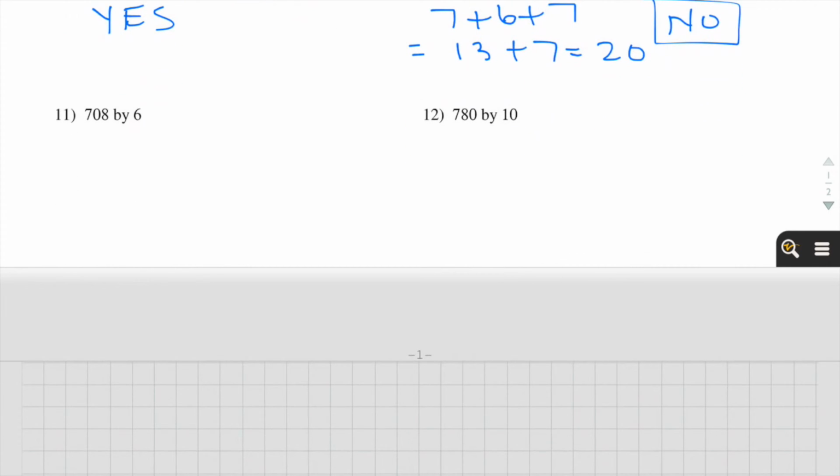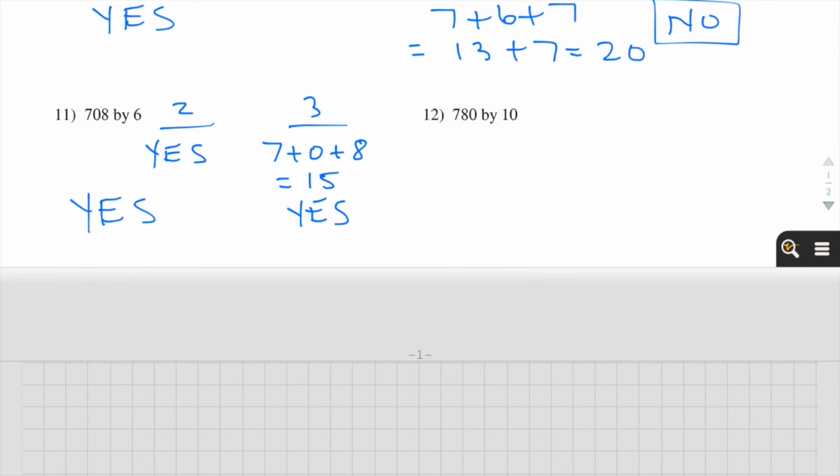Number 11. 708 by 6. So again, we'll do 2 and 3, and we'll check both. Does 2 go into 708? Yes, because 708 is an even number. Does 3 go into 708? So we add 7 plus 0 plus 8, and we get 15. 3 does go into 15, so 3 does go into 708. Because now 2 and 3 both go into 708, 6 does also, so the answer is yes for number 11.